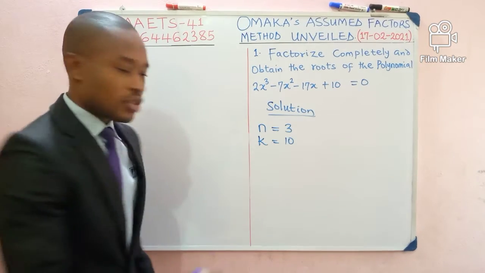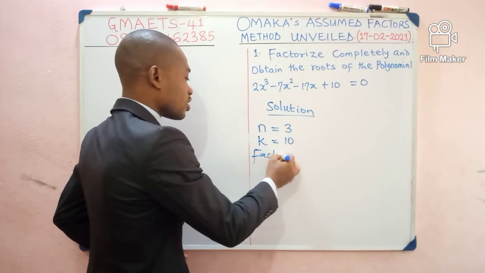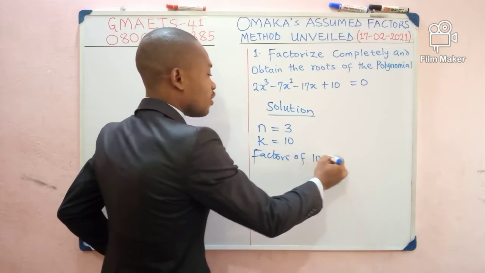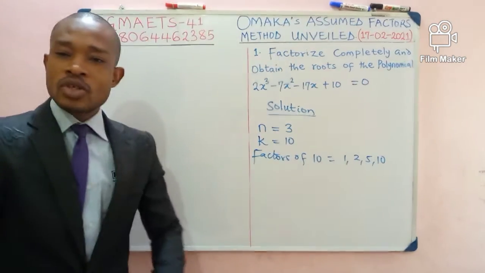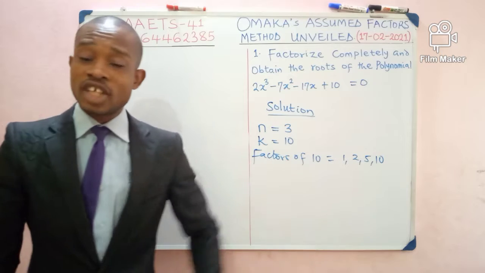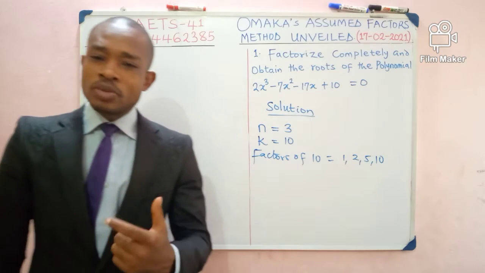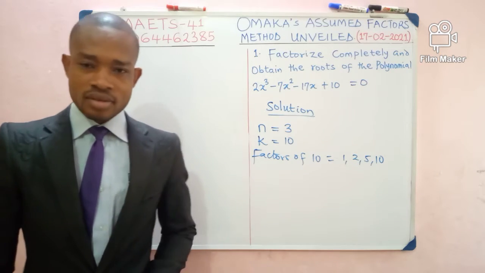So we're going to get the factors of 10. And let's quickly get the factors of 10. Our factors of 10 are 1, 2, 5, and 10. 1, 2, 5, and 10 are the factors of 10. Having obtained the factors of 10, what do we do next?